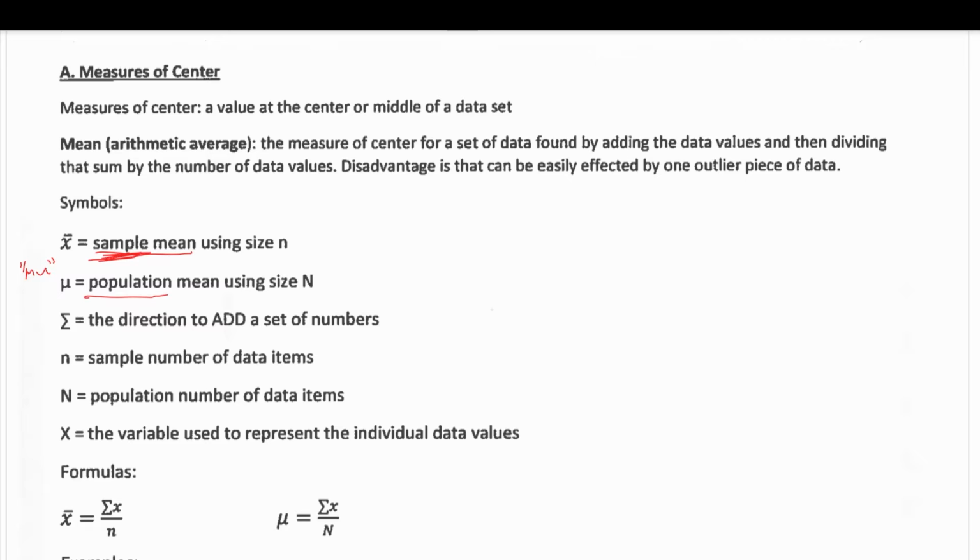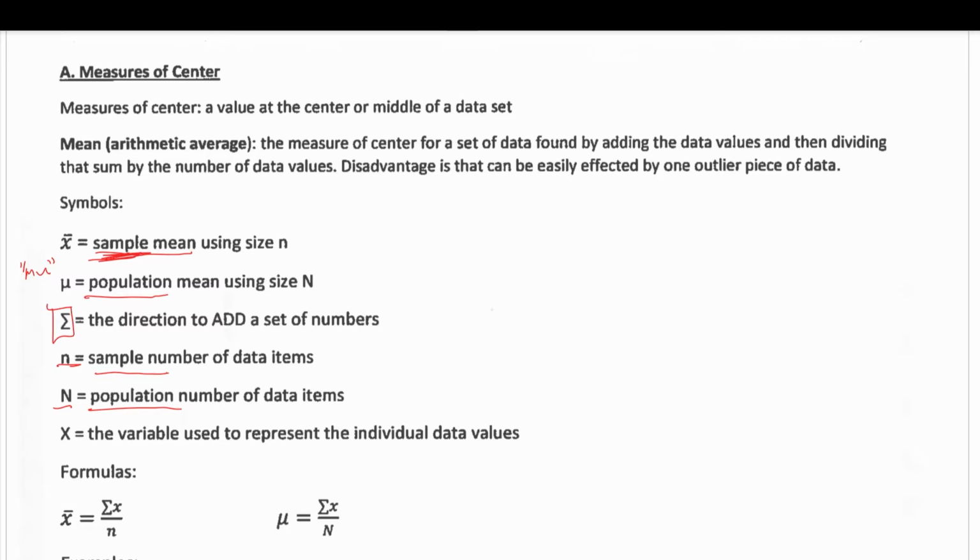This symbol here is just the summation symbol. That's really more of an operation. It just tells you that you're going to add a series of numbers. A lowercase n is the conventional letter to use for the sample size, and when you use capital N, that's the convention used for describing the population size. Again, the context of the problem will tell you whether you're dealing with a sample or a population.